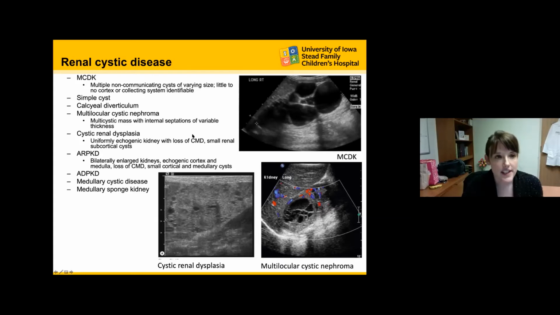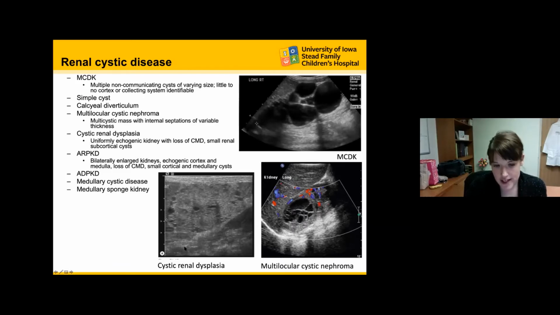Other types of renal cystic disease include autosomal recessive PKD, ADPKD, simple cysts, calyceal diverticula. This is a picture down here of a multilocular cystic nephroma, which is a common kind of tumor, but it's not really a tumor, seen in infants. And that will appear as a multicystic mass with internal septations.